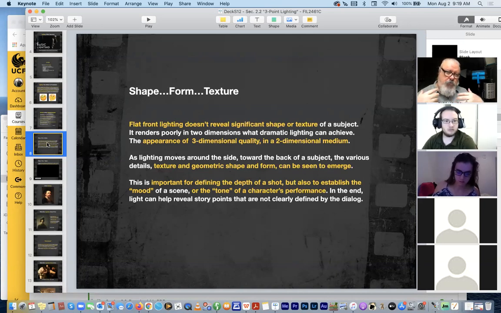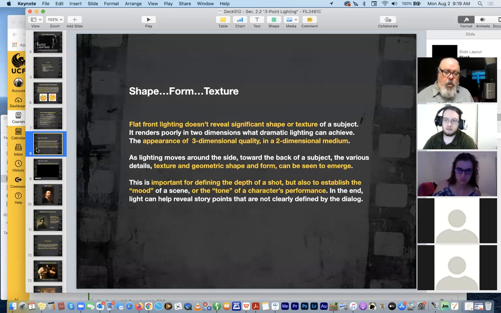It doesn't really reveal shape very well. It doesn't help us understand texture on surfaces. And it really doesn't give us a sense of three dimensions. So lighting from the point of view of the lens, in other words, flat front lighting, is something that we want to avoid in most, if not all cases, wherever possible.